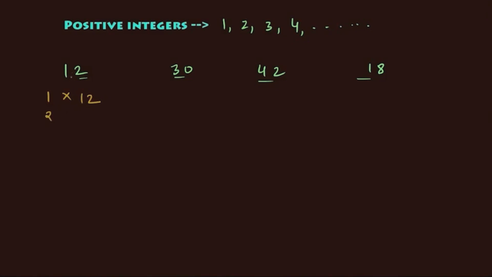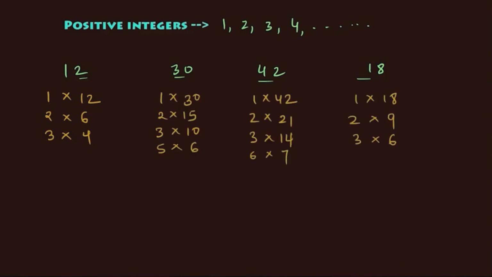We can also write it as 2 into 6 because 2 into 6 is also 12. Also, we can write 12 as 3 into 4. So these are the only three possible ways of writing 12 as a product of two numbers. Similarly, you can do it for 30, 42 and 18 also, the same type of multiplication.